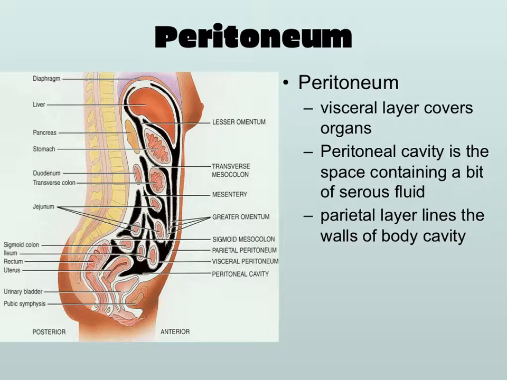This is a diagram of the peritoneum. The visceral layer is the one that's directly on the organ wall. The cavity is the space that contains the fluid, and the parietal layer lines the walls of the cavity.